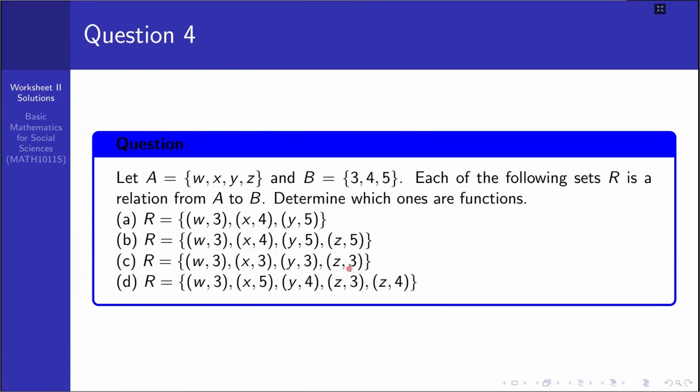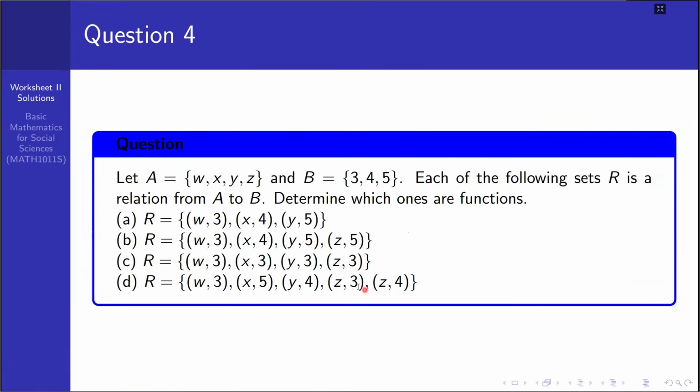Coming to this one, we have W3, X3, Y3, Z3, which is a constant function. W, X, Y, Z is the domain, so that is a constant function. Therefore, this relation is a function. And lastly, that's simply D: W3, X5, Y4, Z3, and Z4.